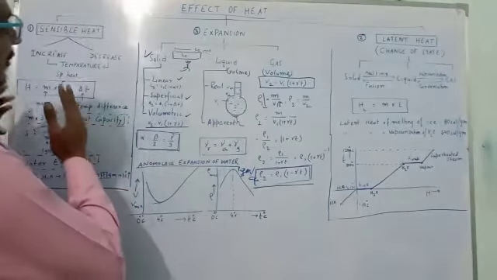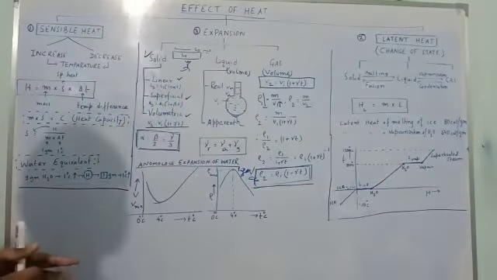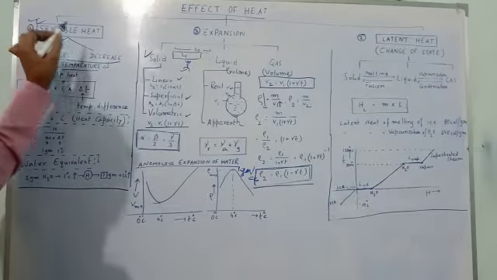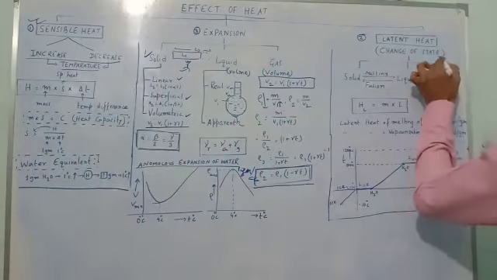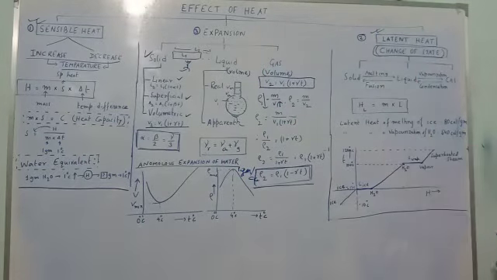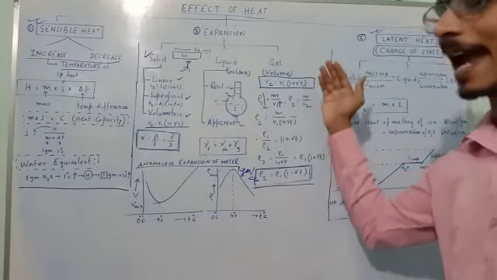So these are the three effects of heat. Number one is increase or decrease in temperature, which is called sensible heat, because we can make sense of that kind of temperature change. Number two is change of state. In this case, the temperature remains constant, so we can't feel the change of temperature. And number three is the expansion of solid, liquid and gas.